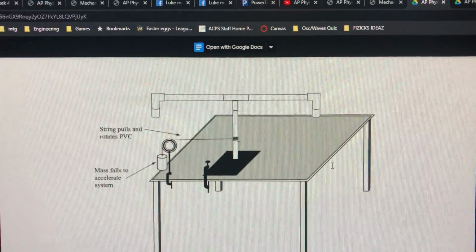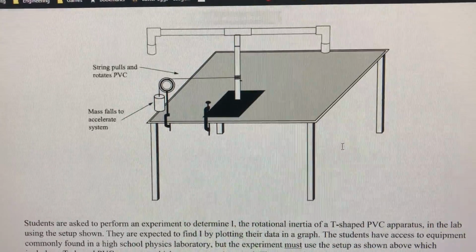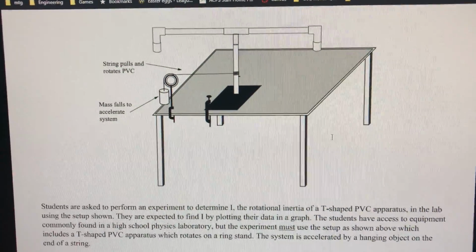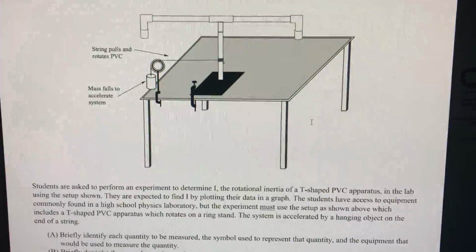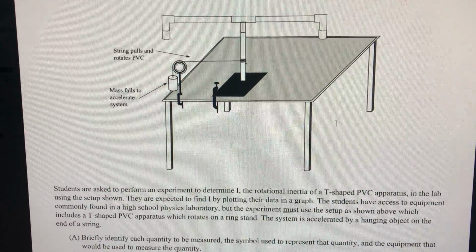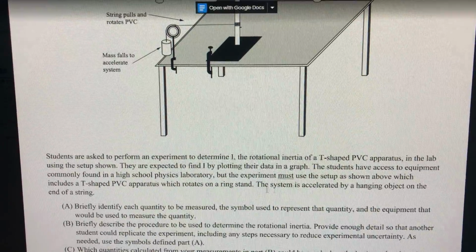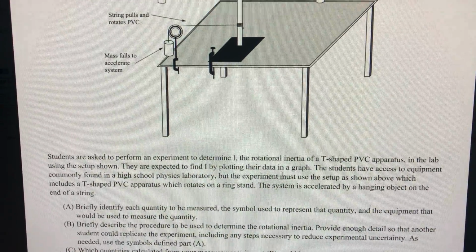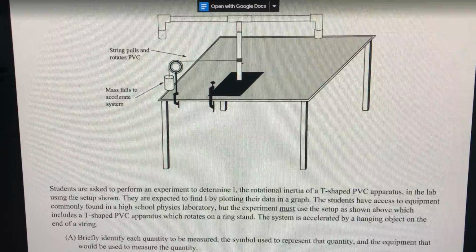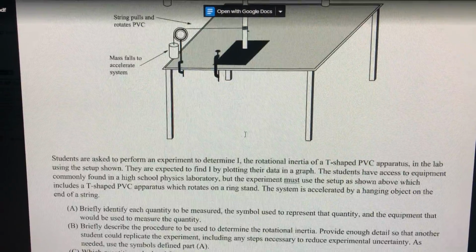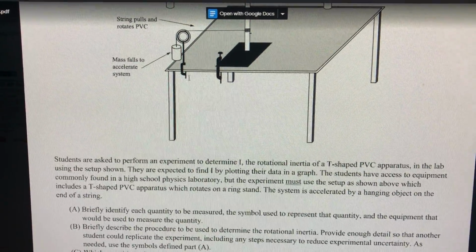For this one, this is the lab one. So students are performing an experiment to determine rotational inertia of a T-shaped PVC apparatus in the lab using the setup shown. And they're going to plot their data in a graph. They have equipment found in a high school laboratory, but they must use the setup with this T-shaped PVC apparatus rotating on a ring stand, accelerated by a hanging mass.